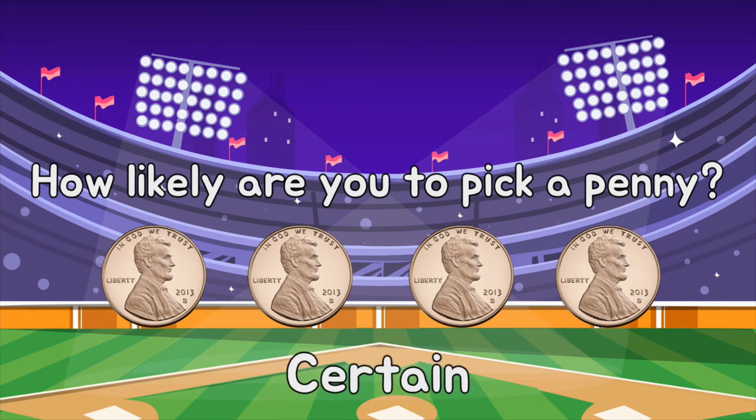The answer is certain. In probability, we use the word certain to mean there's no chance of anything else happening. You are certain to pick a penny, 100%.